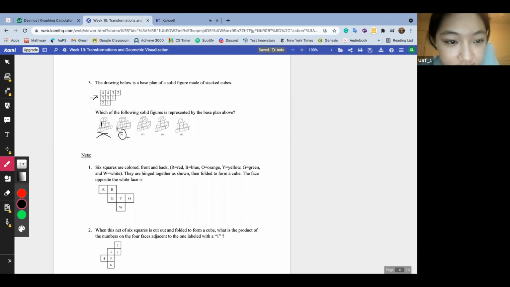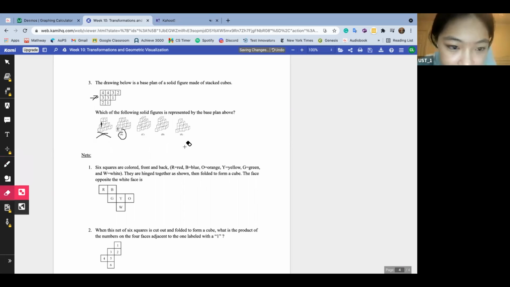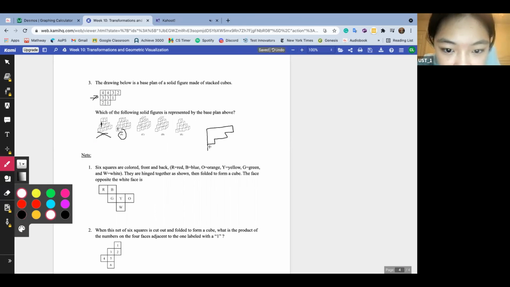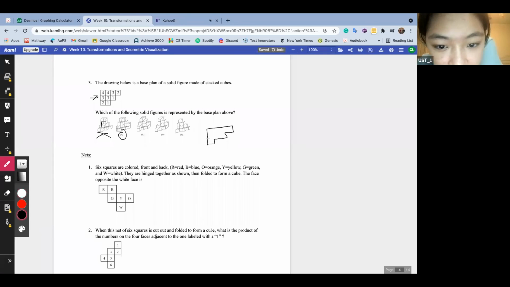But I still don't really get the base plan. All right, so I'm going to explain it. There are 2 things. The first thing is the shape of it, and the second thing is the numbers. The numbers represent how tall it stacks. So for example, I'm going to just draw the base plan of E over here. Ignore this one. So this is going to be the base plan of E.